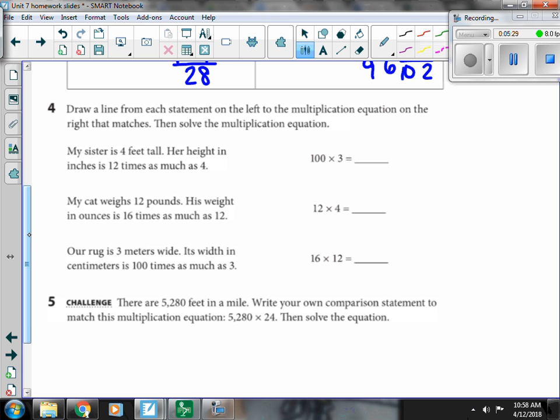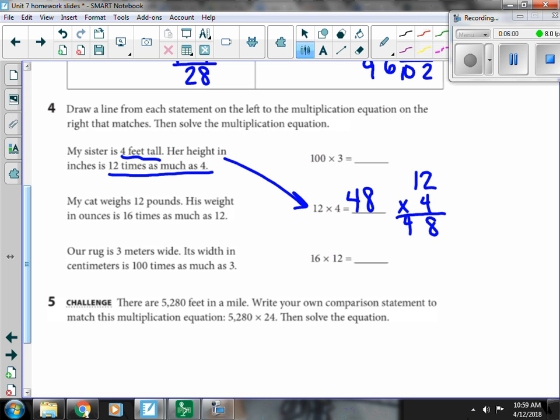Number 4 says draw a line from each statement on the left to the equation on the right. My sister is 4 feet tall. Her height in inches is 12 times as much as 4. So 12 times 4 is right there. And then it says solve. 12 times 4. 4 times 2 is 8. 4 times 1 is 4. So she's 48 inches tall.